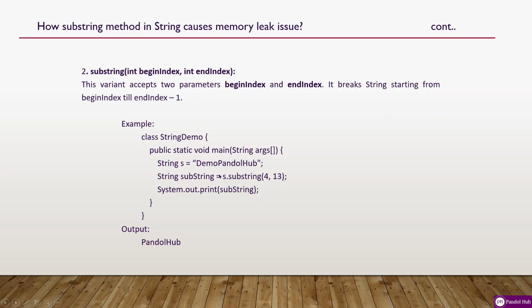Looking at this example, when you mention substring of 4 comma 13, where 4 represents the begin index and 13 represents the end index, the substring gets the value pandol hub. That is, it starts from the fourth position, counting from 0, and goes up to the 13th, which is the end of the string. So the output will be pandol hub.